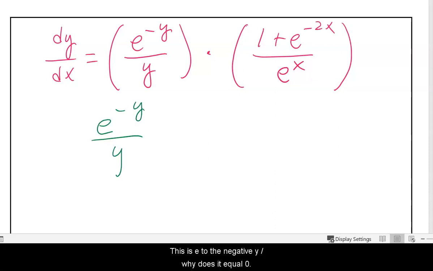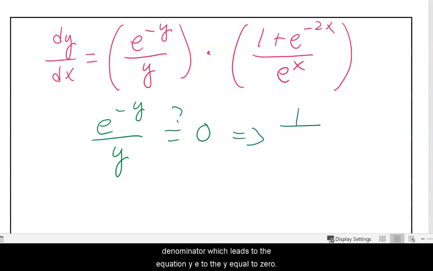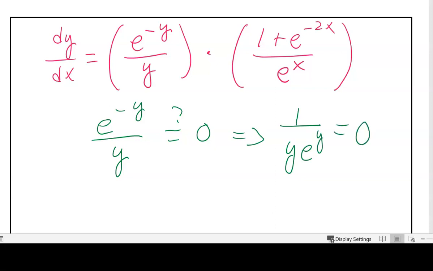This is e to the negative y divided by y. Does it equal 0? A negative exponent means it can be moved to the denominator, which leads to the equation 1 over y e to the y equal to 0. That is impossible. There is no value of y that will lead that to be true. The only way to make a fraction equal to 0 is for the numerator to be 0 and the denominator to be not 0. In this case, the numerator is 1, and 1 will never equal 0, which means it's not possible, and there are no equilibrium solutions here.